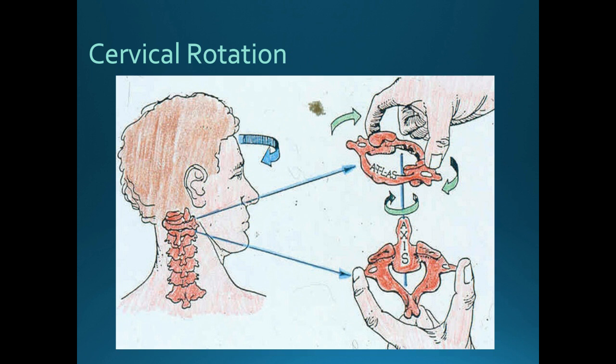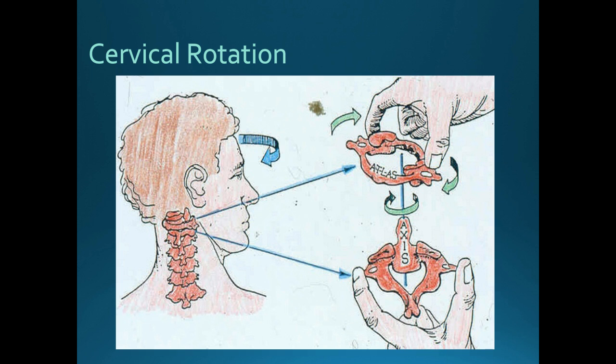If you are rotating your head and you're, again, looking to the side, that movement occurs pretty entirely at the top two vertebrae. These vertebrae, called the atlas and the axis, will rotate, the atlas rotating over the body of the axis.